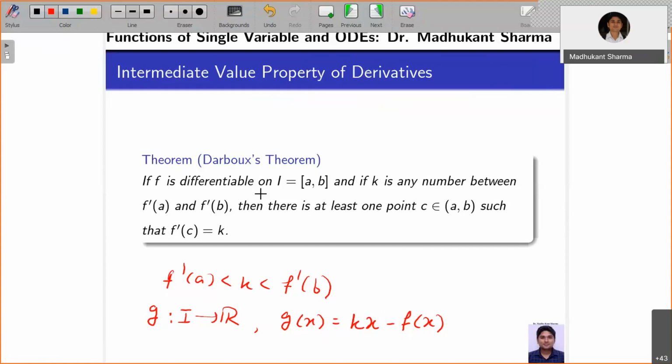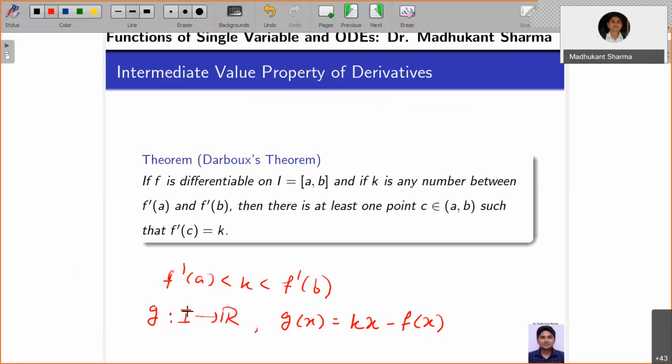Now since I is the closed interval [a, b] and g is differentiable, g is continuous. So the maximum minimum theorem tells you that g attains its absolute maximum on the interval I. Means you will be able to identify a point, say c in I, such that g of c is the maximum. Similarly for the minimum, because the function is continuous on a closed and bounded interval I, it attains its absolute maximum and absolute minimum in I. So you will be able to identify the points.